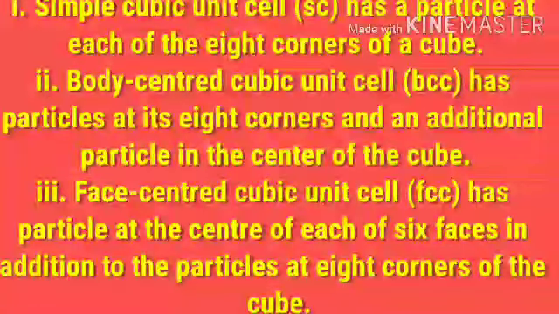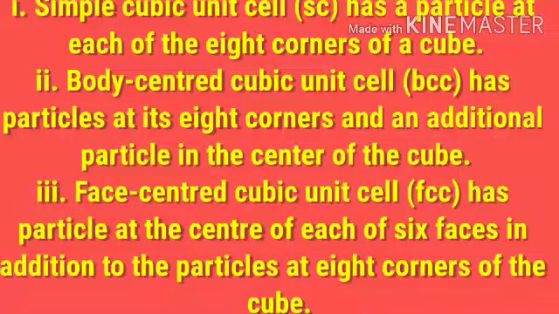First, simple cubic unit cell, that is SC, has a particle at each of the 8 corners of a cube. Second, body-centered cubic unit cell, that is BCC, has particles at its corners and an additional particle in the center of the cube. Third, face-centered cubic unit cell, that is FCC, has particles at the center of each of the 6 faces in addition to the particles at 8 corners of the cube.